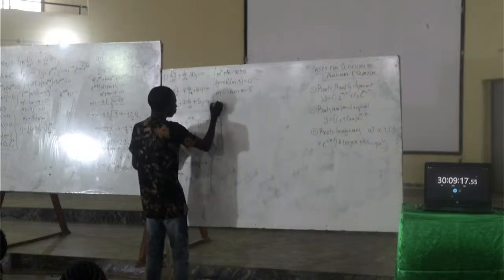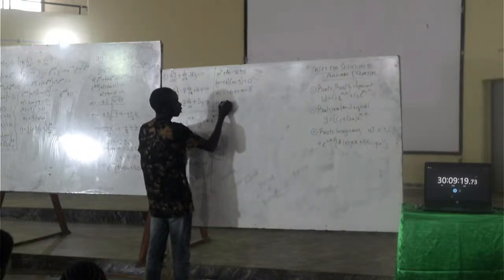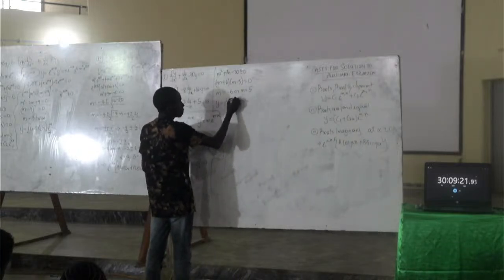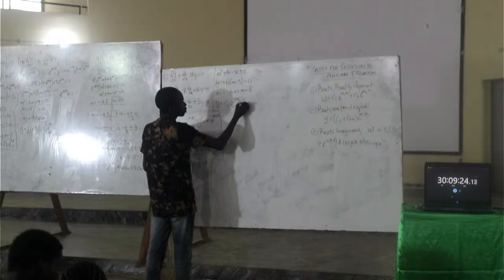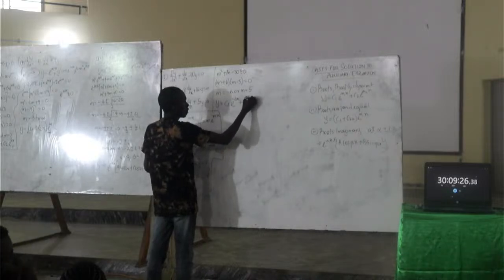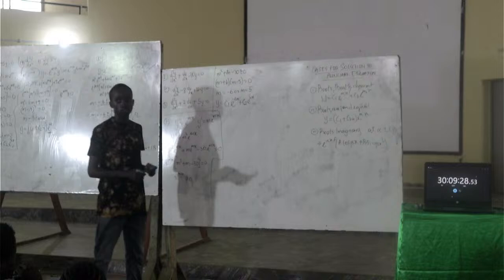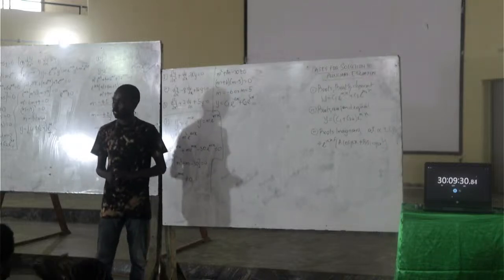So your general solution here will be y equals what? C1 exponential minus 6x plus what? C2 exponential what? 5x. Good. That's beautiful. Don't clap for yourself. I didn't ask you to clap for yourself.